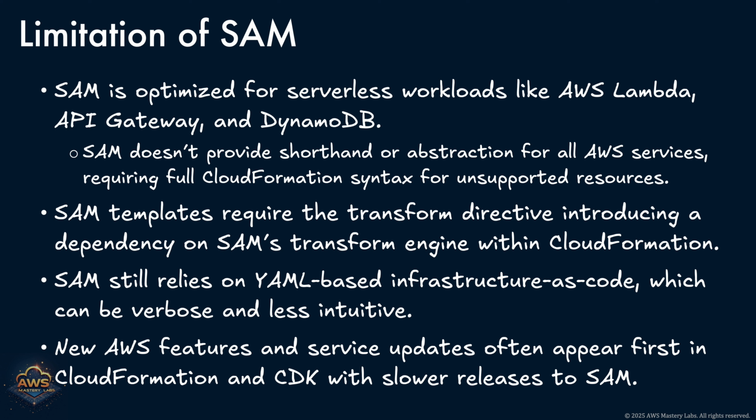Lastly, while SAM CLI supports basic CI/CD workflows, advanced pipelines often require external tools like AWS CodePipeline, GitHub Actions, or Jenkins. SAM CLI wasn't designed for complex, production-grade automation out of the box. So while SAM is a fantastic tool for rapid serverless development, knowing its boundaries will help you make better architectural decisions and avoid unexpected roadblocks.